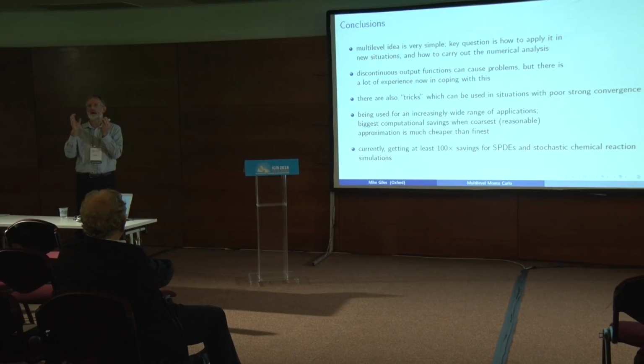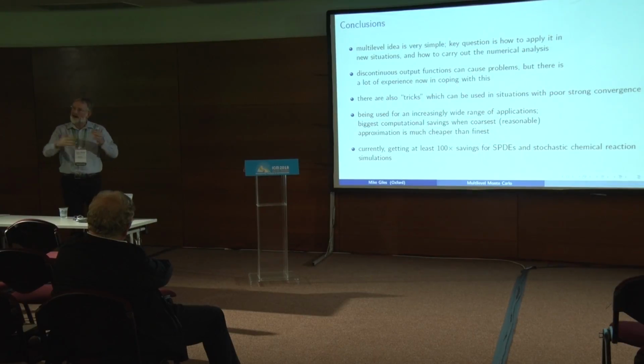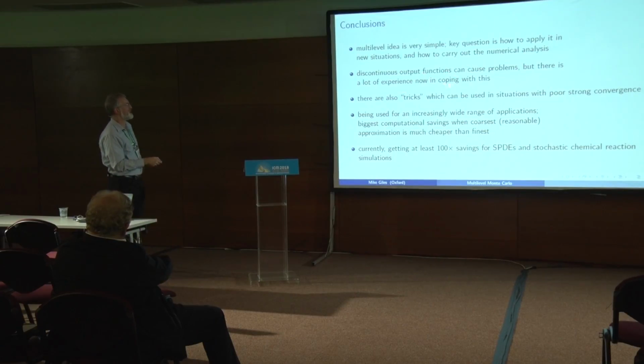Typically, when you're doing simulations on the fine and coarse path, the S-hat approximations are very close to each other. But if the P-hat output is a discontinuous function of the S-hat, you can have small differences in S-hat giving an order 1 difference in P. And that makes the variance much worse. So we have a whole bag of tricks to address such problems to make it better than it would otherwise be. But it's been used for a huge range of applications.